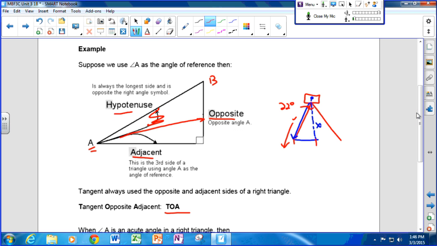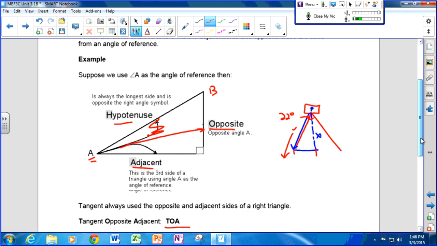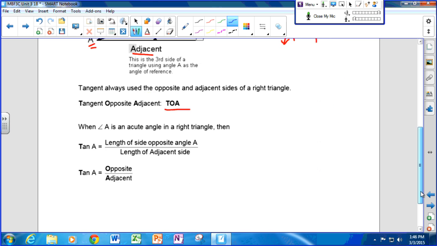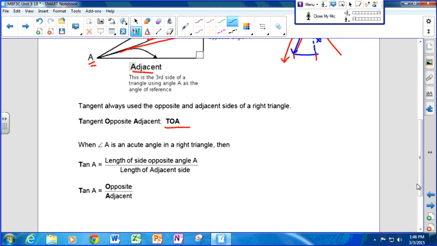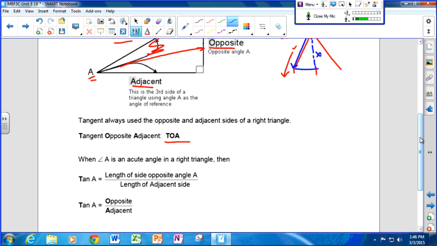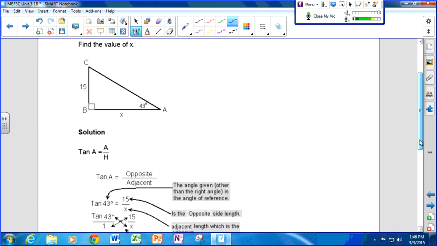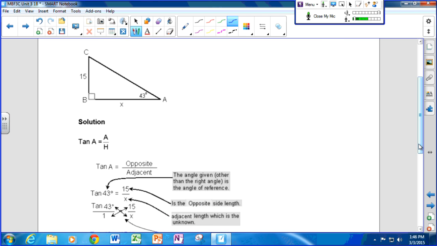So the tangent ratio is the one that doesn't involve the hypotenuse, right? So if we think of SOHCAHTOA, notice that you've got the hypotenuse, and then the TOA, opposite over adjacent. So that's the one that you're going to use when you don't have a hypotenuse. All right, well, let's take a look at what we can do with this. So we're going to go through the tangent ratio, and it's the same as the other ones.